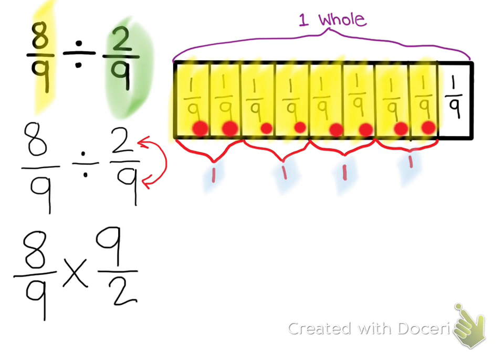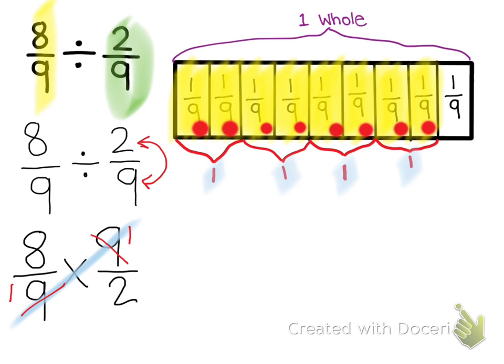Now we could just multiply across, but I'm actually going to reduce before I multiply. When you reduce, you look at the numbers that are diagonal, right? Do they have a common factor? Yes. They have a common factor of 9. So 9 divided by 9 is 1. And I do the same with the other. 9 divided by 9 is 1.